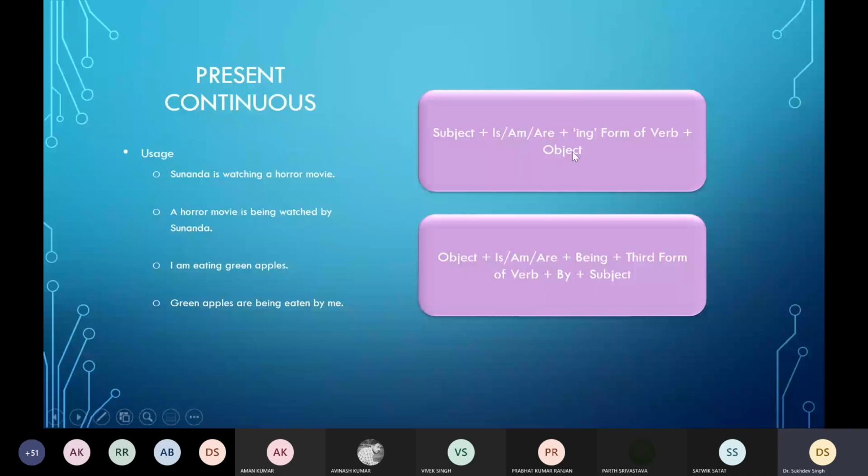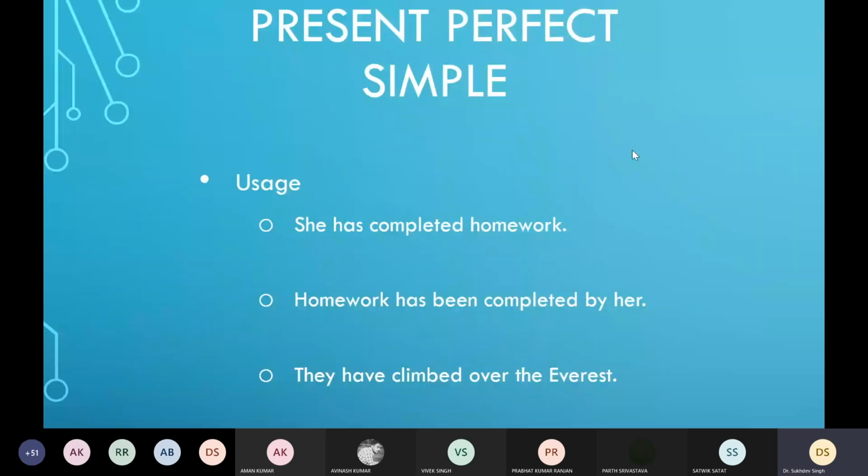subject plus is, am, or are depending on the subject, then the ing form of verb, then object. Then this rule is converted into the passive voice as object, is, am, or are depending on plurality or singularity. Then you add being, after that the third form of verb, then you add by, and then the subject. Now we come to present perfect simple.